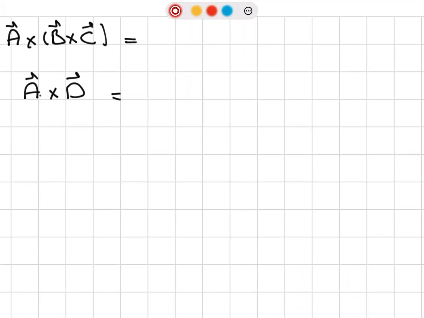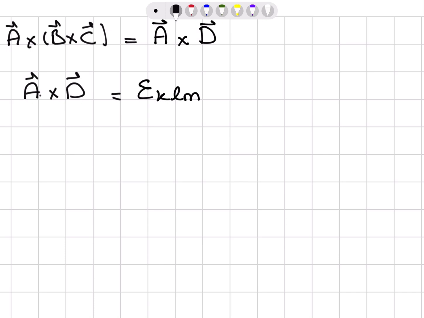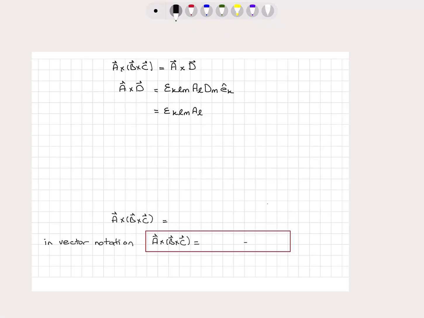Okay, so what is a cross b cross c? A cross b cross c is the vector a cross product with vector d. So a cross d, we can write this as epsilon klm al dm in the ek hat direction. Okay, and this is epsilon klm al.